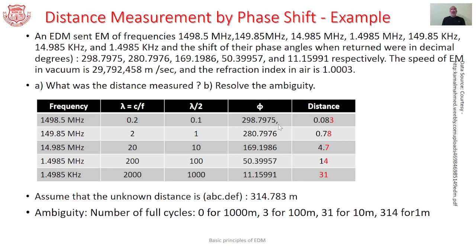As we discussed initially, that phase shift fraction by 360 degrees can be computed, and hence the distance can be measured as 0.083, 0.78, 4.7, 14 and 31 for the set of the frequencies and phase angles that are measured at that location.